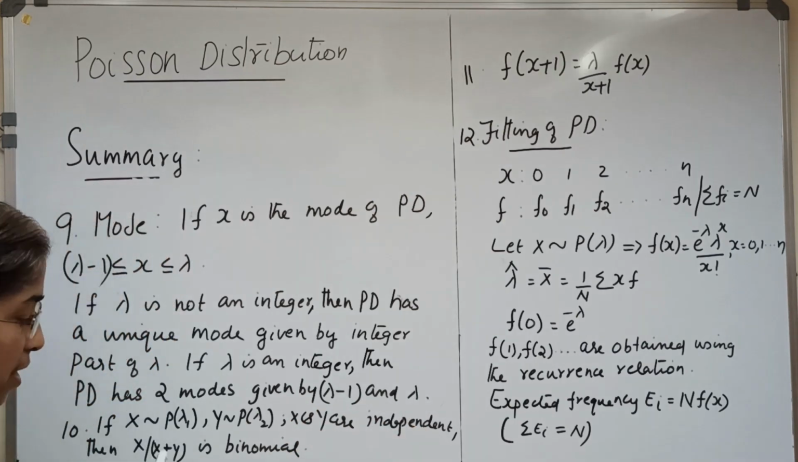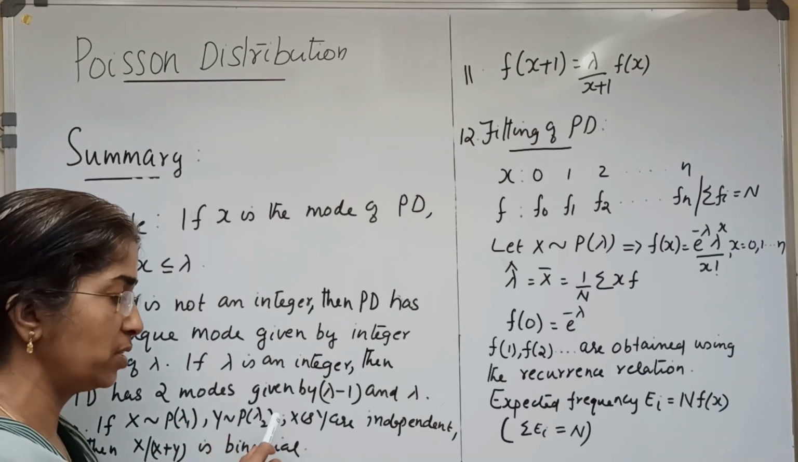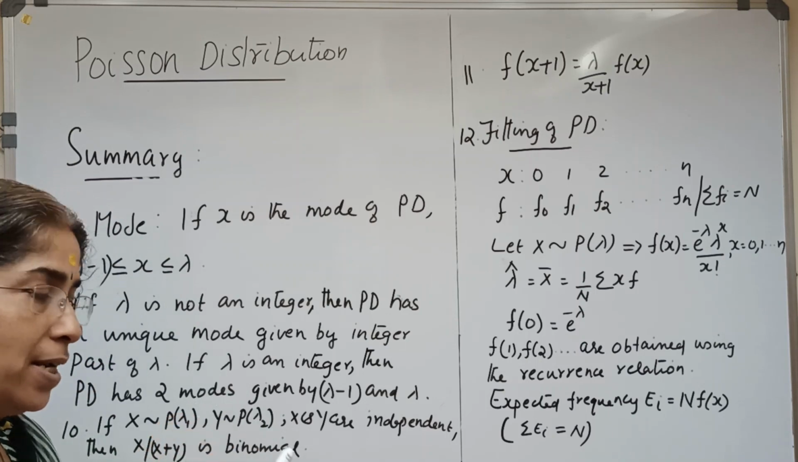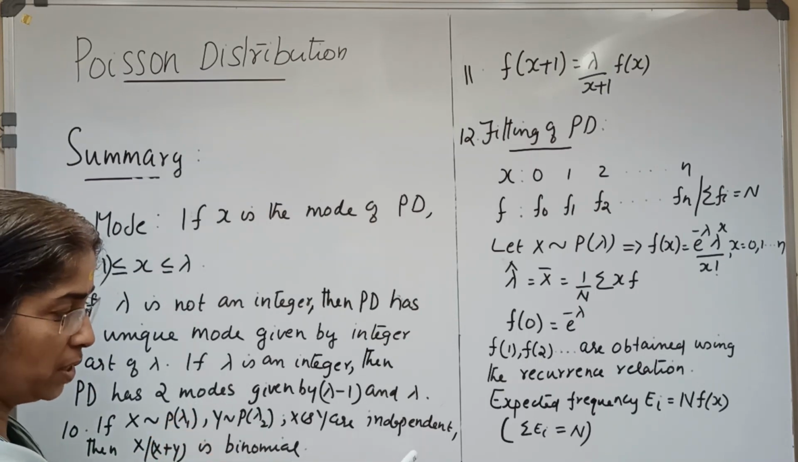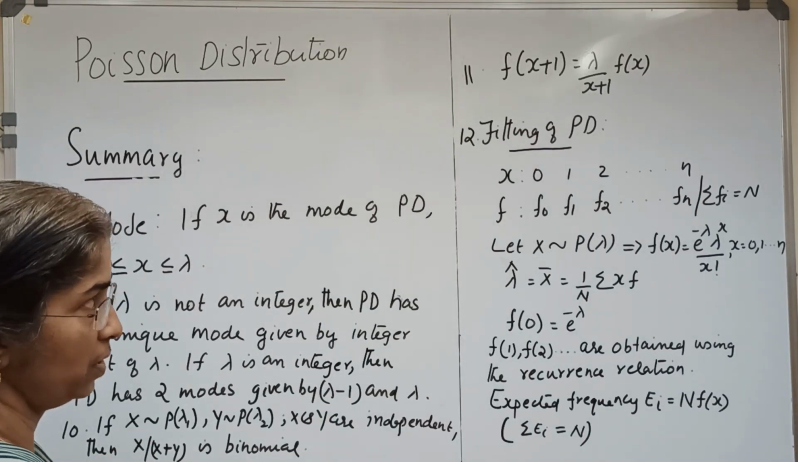Now we have the conditional distribution. The result is: if X follows Poisson distribution with parameter lambda 1, Y follows Poisson with parameter lambda 2, and X and Y are independent random variables, then the conditional distribution of X given X plus Y is binomial.